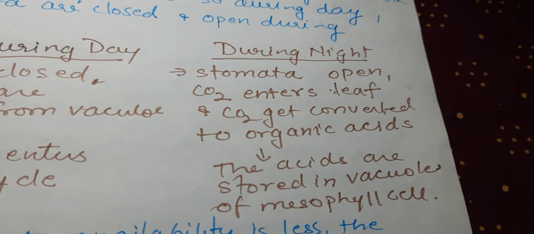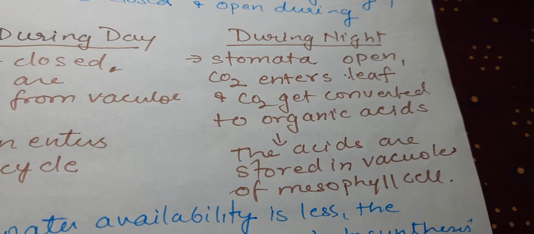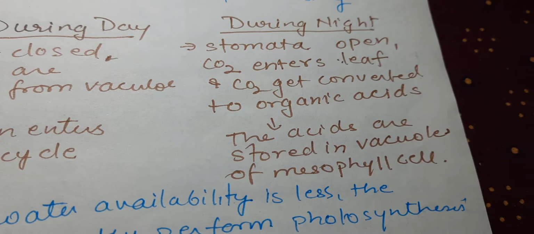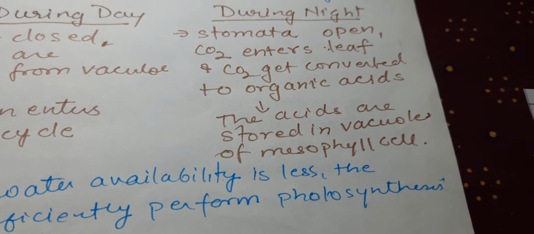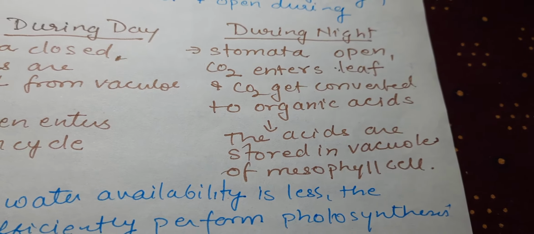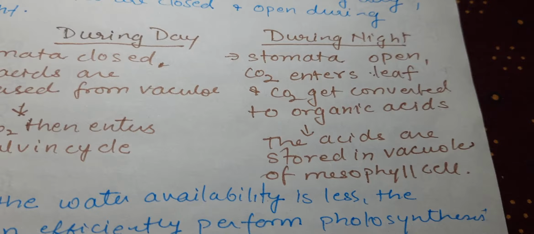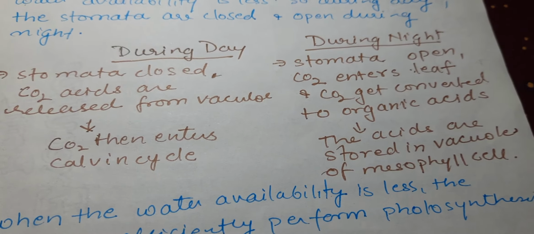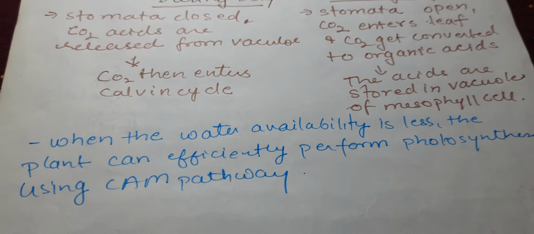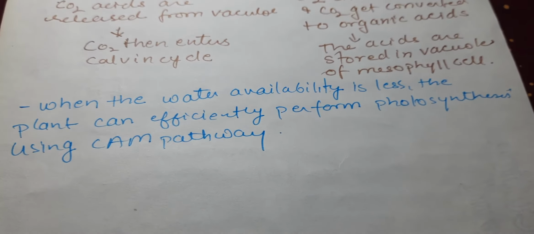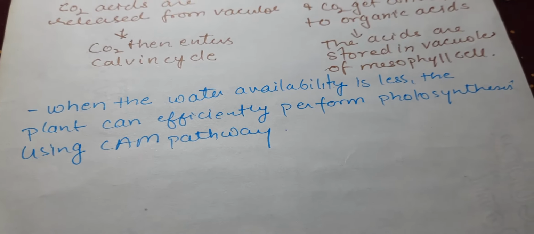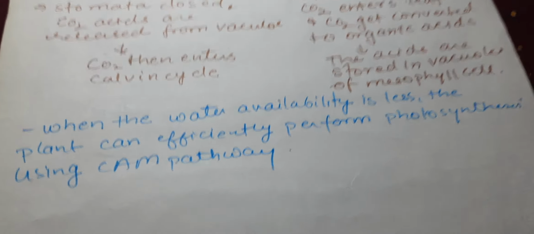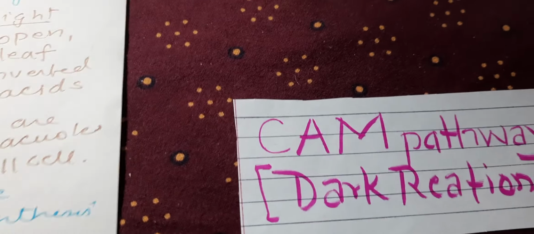But during the night, what happens? Stomata open, carbon dioxide enters the leaf, and carbon dioxide is converted into some organic acid, and this acid is stored in the vacuole of the mesophyll cell. Then during the day, from the mesophyll cell the carbon dioxide is formed back and it enters the Calvin cycle. So when the water availability is less, the plant can efficiently perform photosynthesis using the CAM pathway.